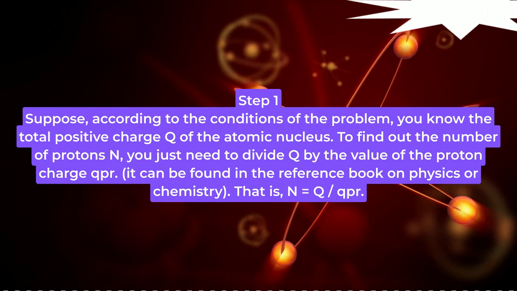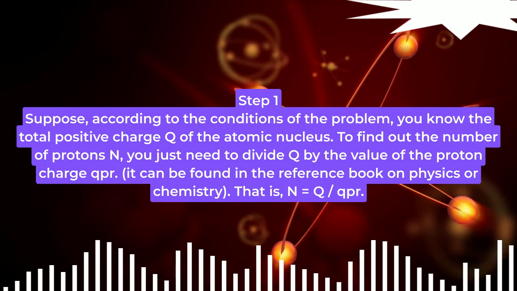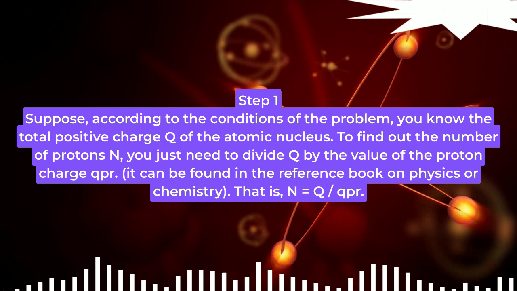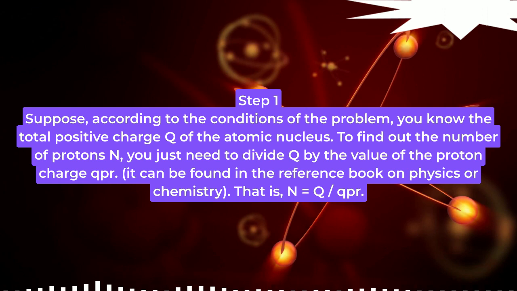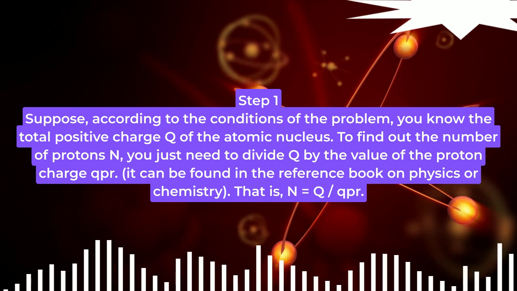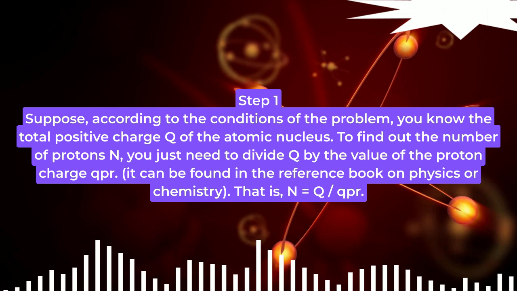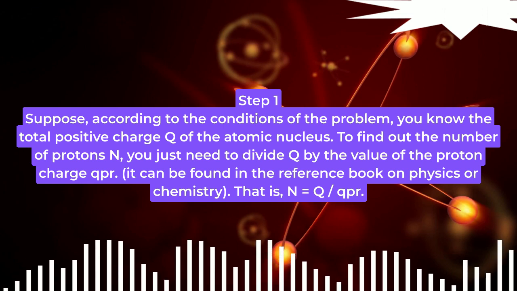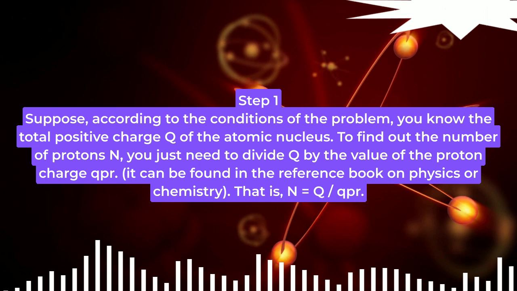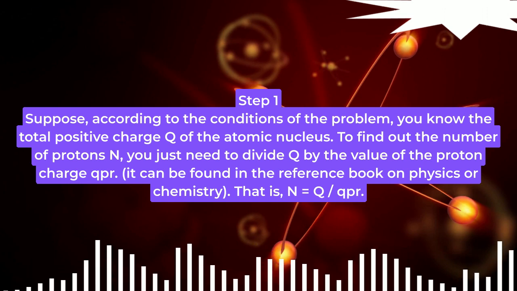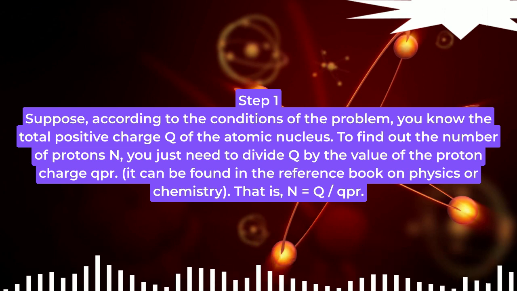Instructions. Step 1. Suppose, according to the conditions of the problem, you know the total positive charge, Q, of the atomic nucleus. To find out the number of protons n, you just need to divide Q by the value of the proton charge QPr. It can be found in the reference book on physics or chemistry. That is, n equals Q/QPr.